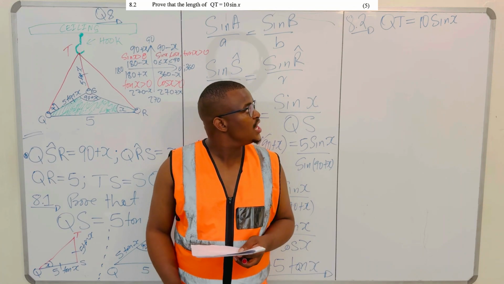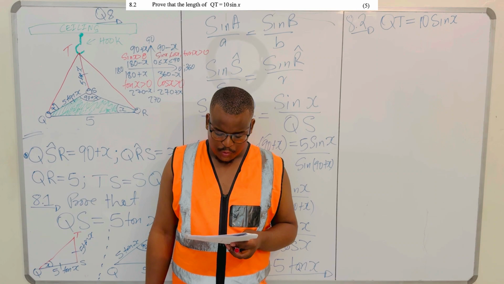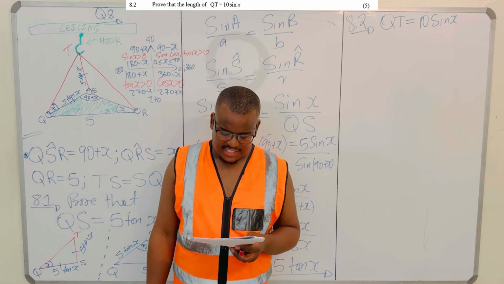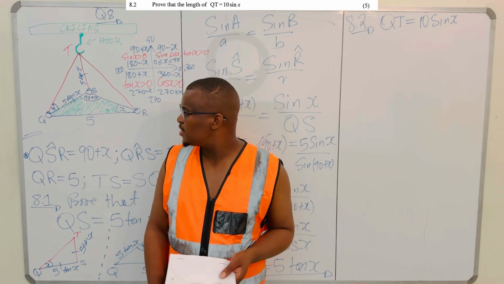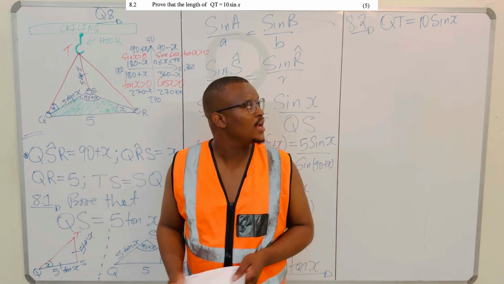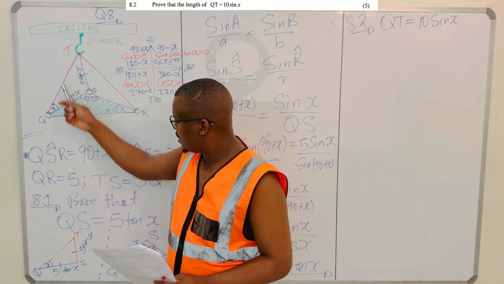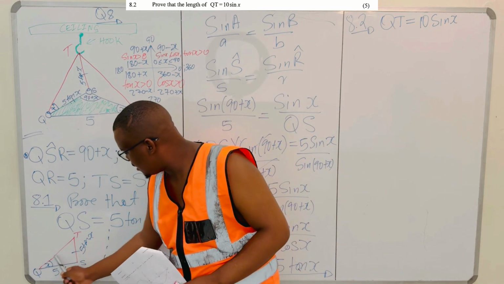Okay, so now we're doing 8.2, right? 8.2 reads as follows. Prove that the length of QT is 10 sine x. So they want us to prove that the length of QT, which is this length over here, is 10 sine x. So here's QT. And QT is also that length over there.